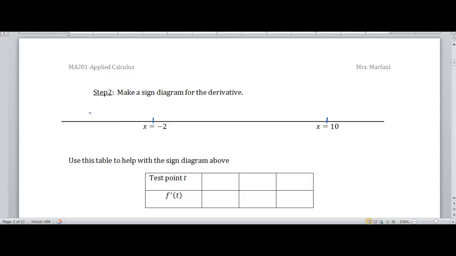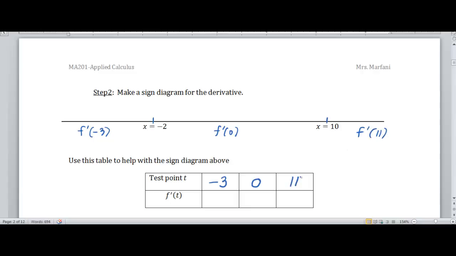Okay? So we're going to do f prime of -3, and you're going to take -3 and plug it into the derivative. And you can use this table if you want to help you. So my test point was -3, and then a number between -2 and 10. Let's pick 0. Okay, make it easy for ourselves. And then a test point above 10. So let's say 11. Okay.